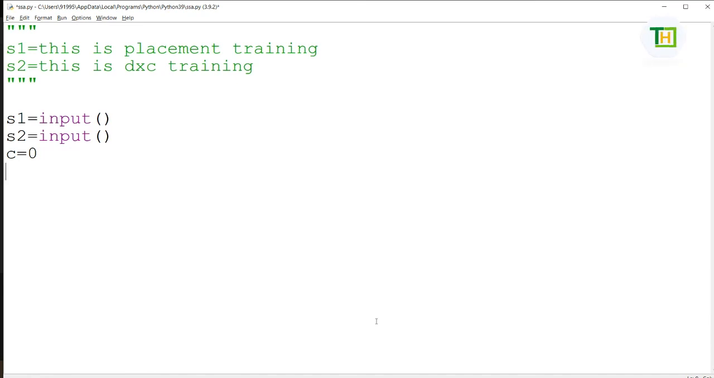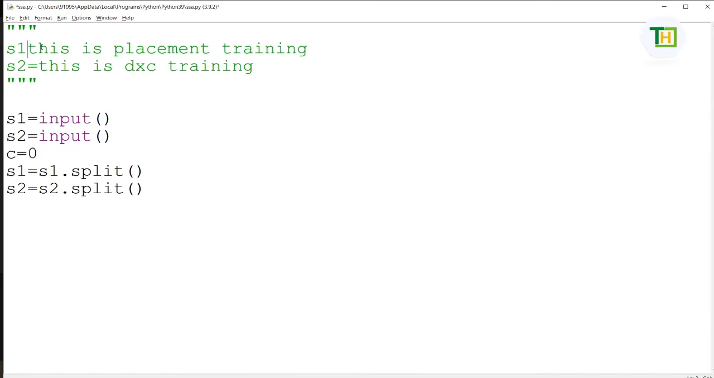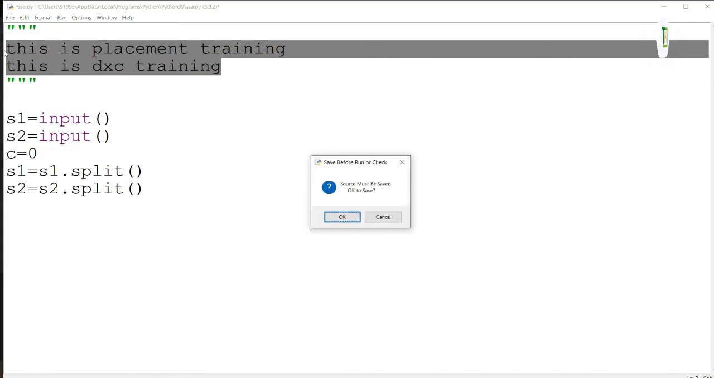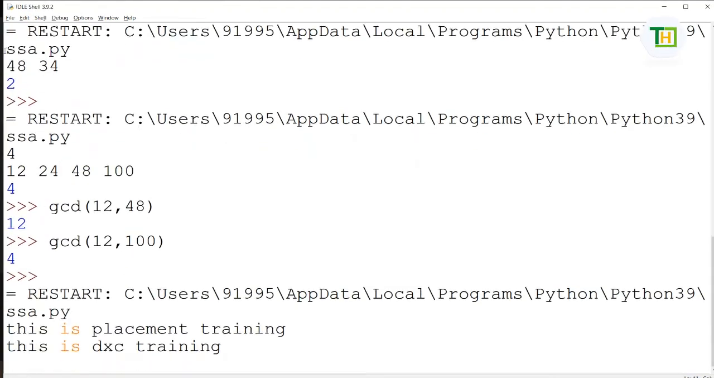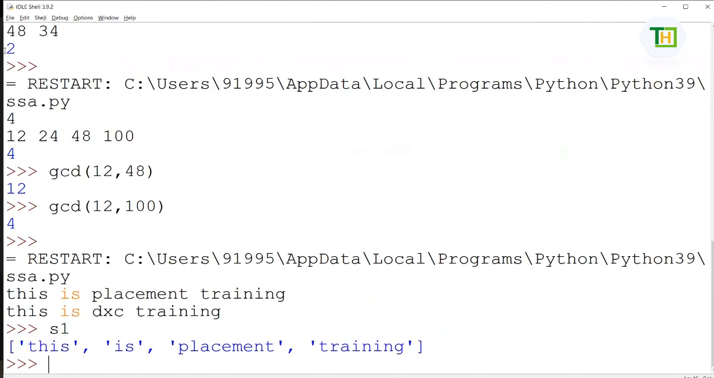Okay. Now I'm going to write S1 is equal to, I'm going to modify this string into a list of words. For example, S1 dot split off. That's it. S2 is equal to S2 dot split off. I will show you what is the output here. What is the value inside S1 and S2? This is the input, right? If this is the input, just observe here. What is S1? What is S2?